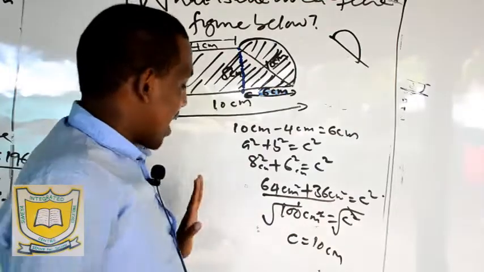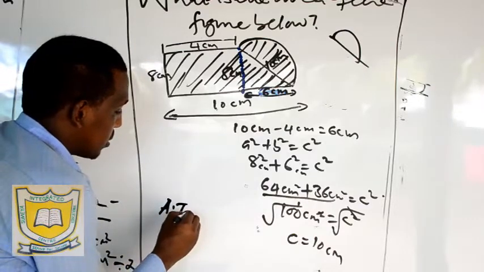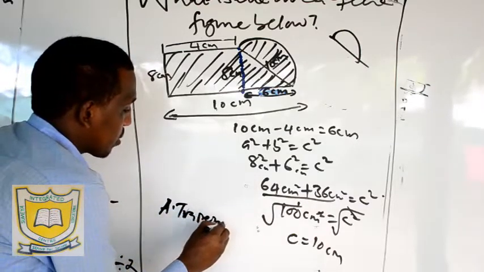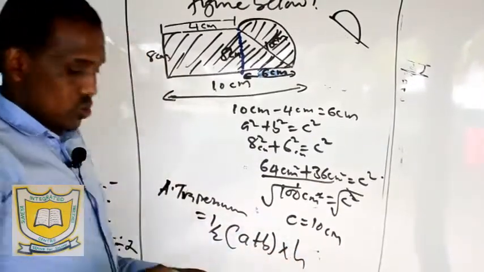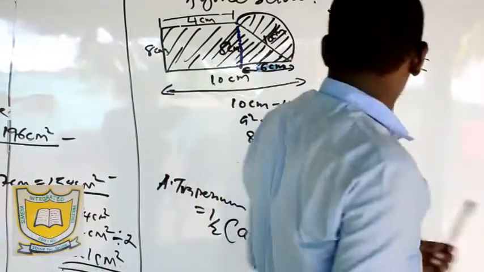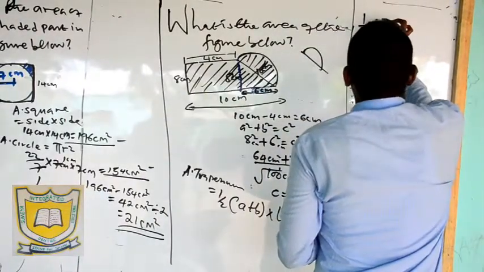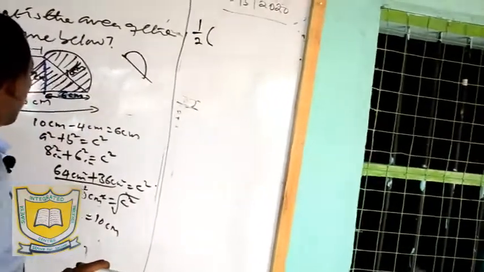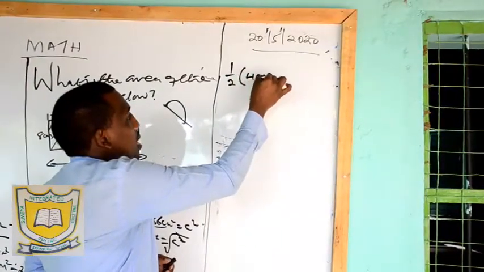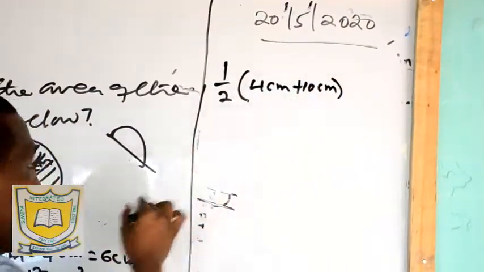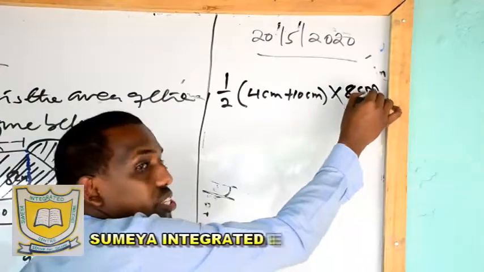So now let us get the area of the trapezium. Area of trapezium is equal to a half into bracket a plus b bracket times h. That is the formula for getting the area of a trapezium. Now we say a half into bracket a plus b. Remember it is 4 centimeter plus 10 centimeter. The whole of the trapezium times height, which is 8 centimeter.